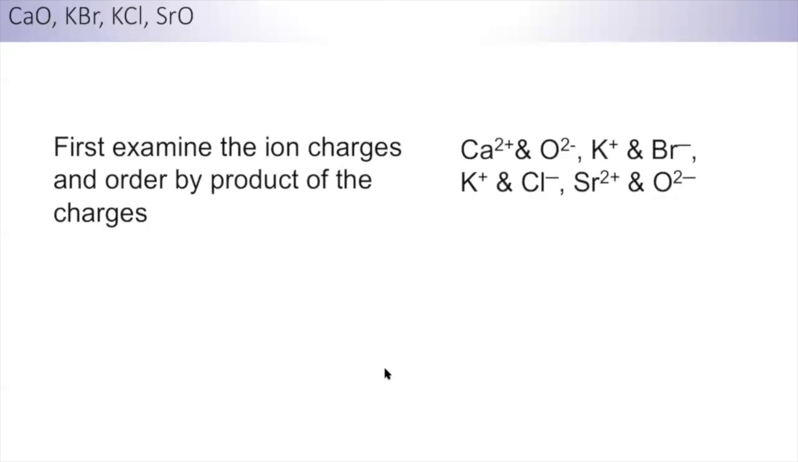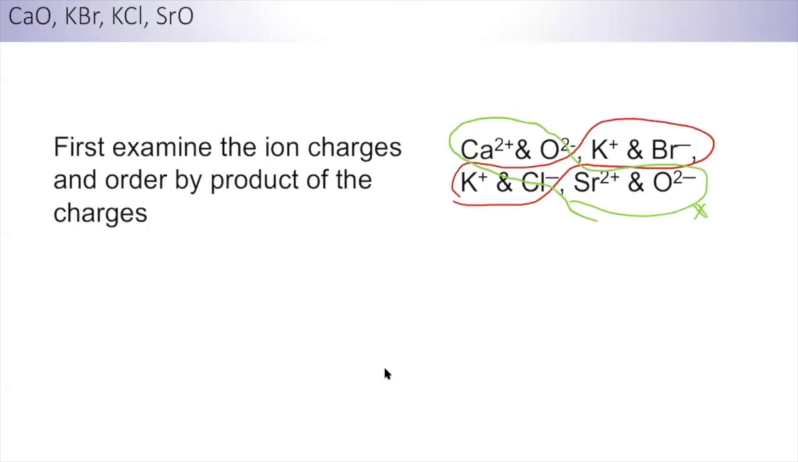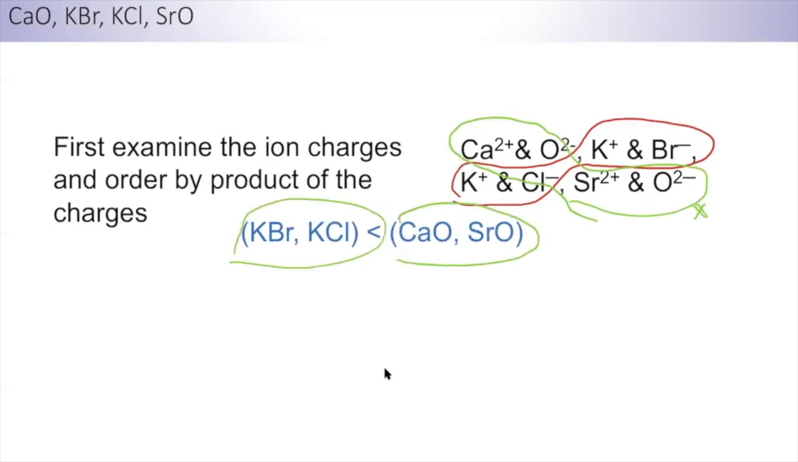Notice that this will be one group because they all have +1, and these ones will be another group. The one in green is automatically going to have more lattice energy because they have bigger charges. So this group will automatically be bigger.